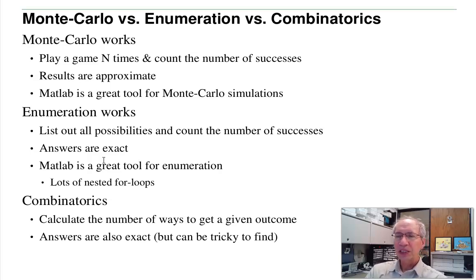Enumeration also works. Enumeration is brute force: go through every possible combination and count how many are successes. The nice thing about enumeration is the answers are exact, and MATLAB works really well for enumeration. Typically I have a bunch of nested for loops. However, sometimes enumeration just takes too long as well. A third approach, what we're going to talk about today, is combinatorics. I can calculate the number of ways to get a given outcome. Like enumeration, the answers are exact, but I don't have to run a program over and over in nested loops. I can just calculate the answer.